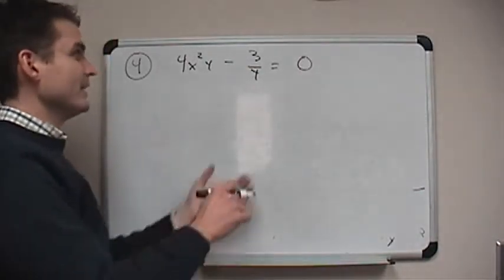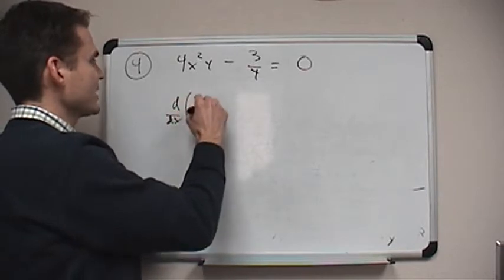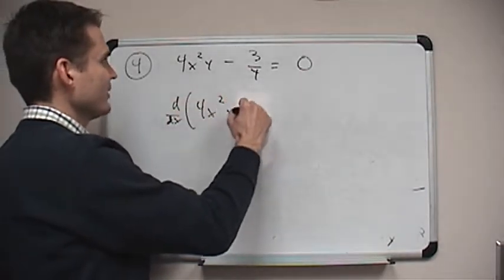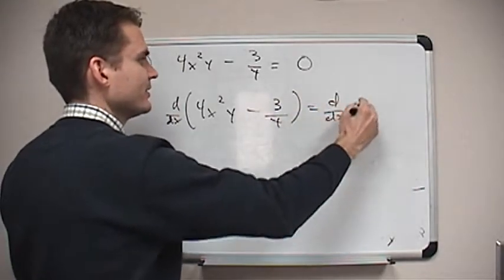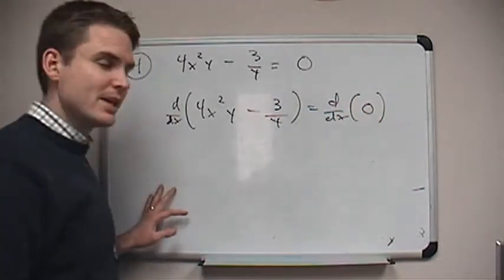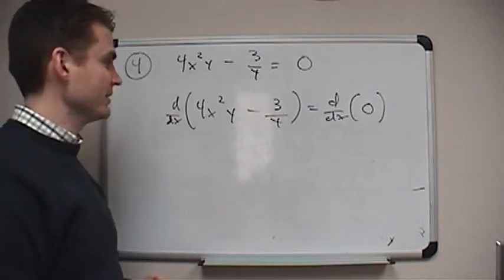Okay, so again, we've got the equation. We don't need to do anything to it. We can just take the derivative of both sides. So I take the derivative of the left side, set that equal to the derivative of the right side. Okay, and from here we just start using the rules of calculus that we have to compute derivatives.